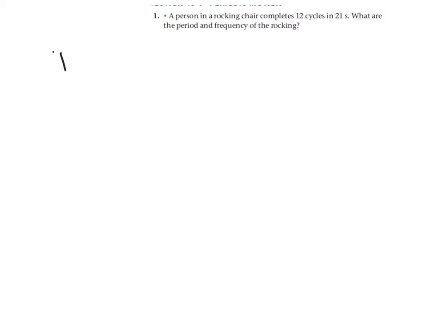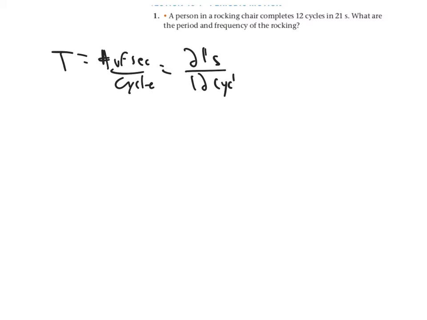We know that the period is the number of seconds per cycle. So we have 21 seconds and 12 cycles. And so we get a period of 1.75 seconds, which is really 1.8 seconds because only 2 sig figs.